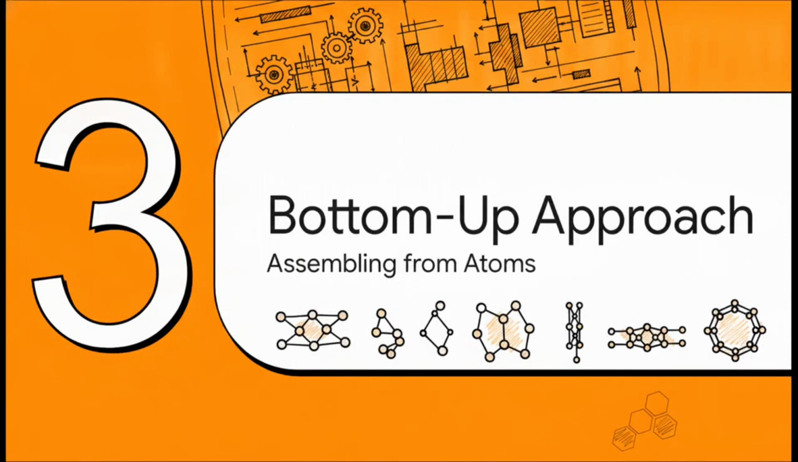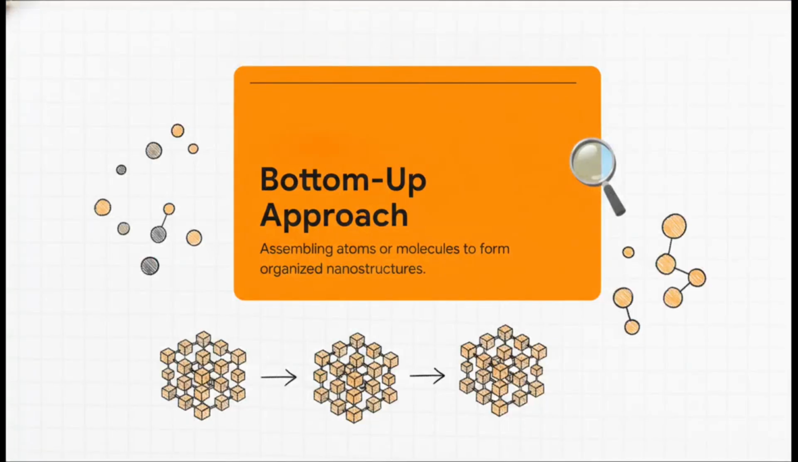Moving on to part 3, bottom up, or the architect's method, assembling from the atoms up. So, instead of carving down, this approach is a lot like building with microscopic Lego bricks. You start with absolutely nothing but atoms and molecules. Then, through precise chemical or physical interactions, you coax them into assembling themselves into highly organized nanostructures. You're literally building matter from the ground up.